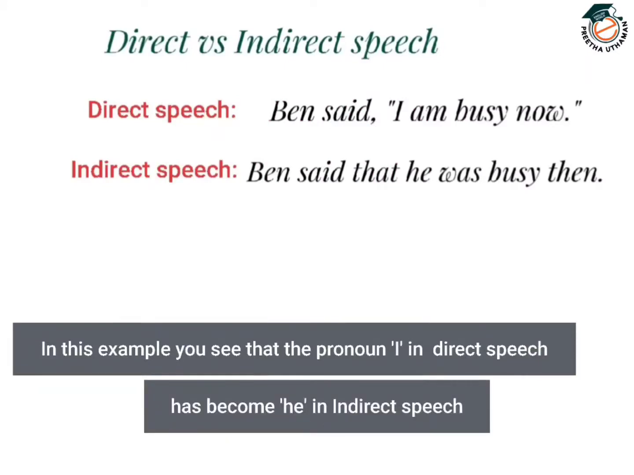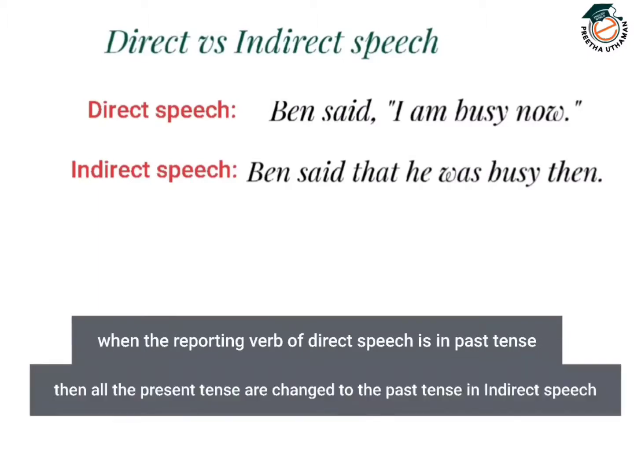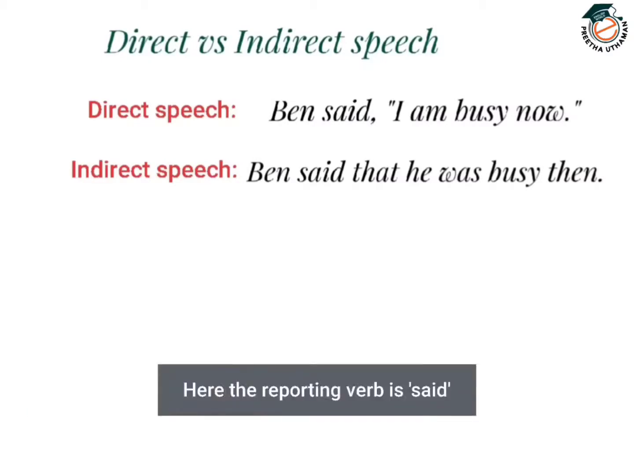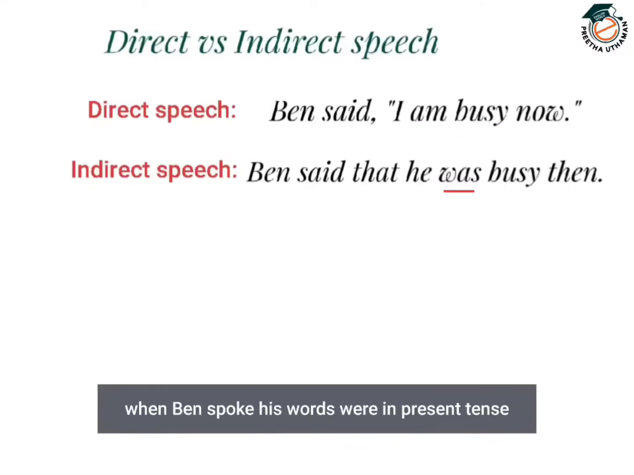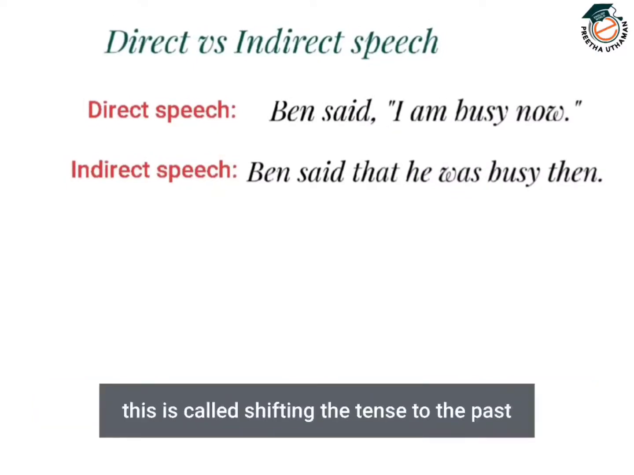In this example, you see that the pronoun I in direct speech has become he in indirect speech. When the reporting verb of direct speech is in past tense, then all the present tense are changed to past tense in indirect speech. Here the reporting verb is said. The verb has changed from am, present tense, to was, past tense in indirect speech. When Ben spoke, his words were in present tense. But now when we report his words, we change them to past tense. This is called shifting the tense to the past, backshifting.